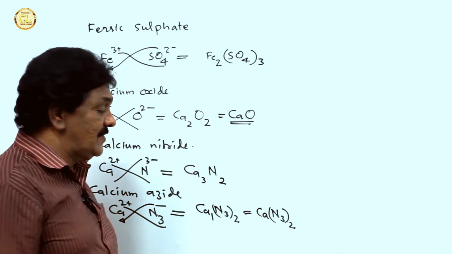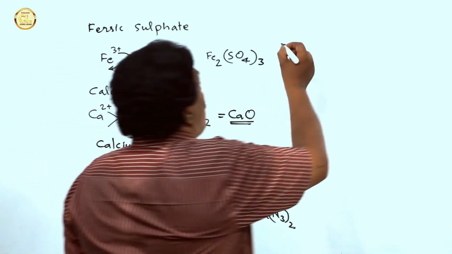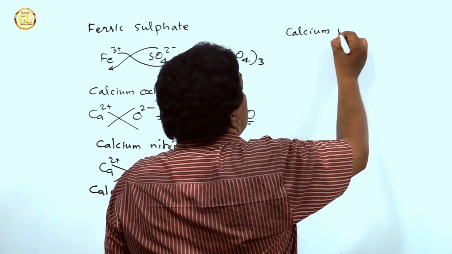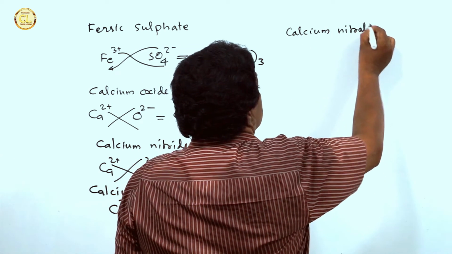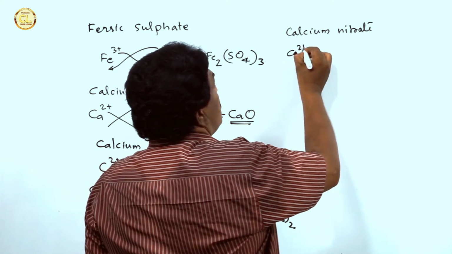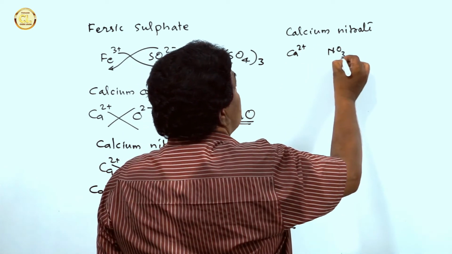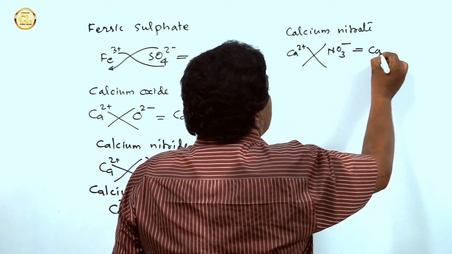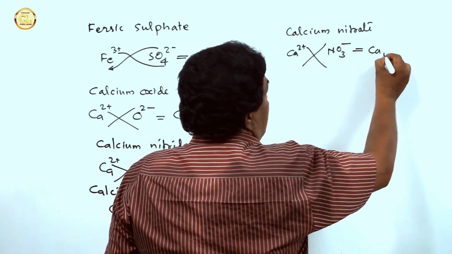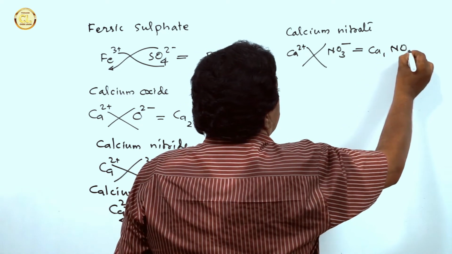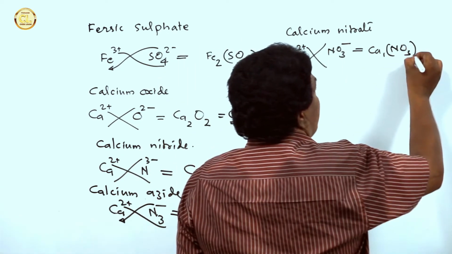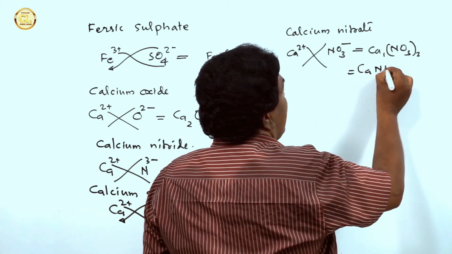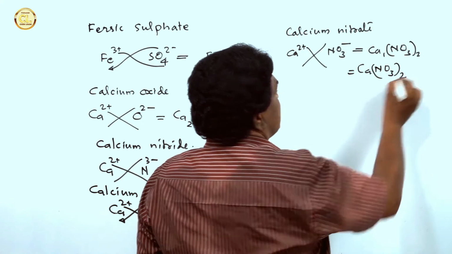Okay. Now let us check what is calcium nitrate. Calcium nitrate. See, calcium you know Ca2+, nitrate you know NO3-. Crossing their valencies, we get Ca1, NO3 twice. So it becomes Ca(NO3)2.